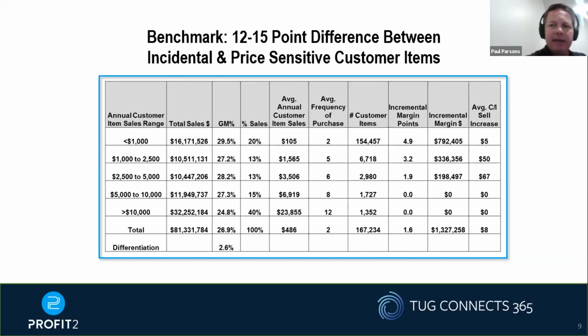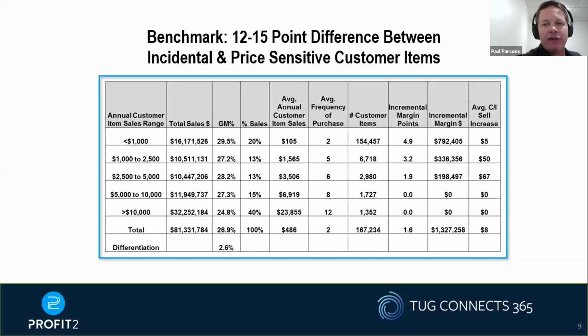Whenever we met with the executive team that runs this distributorship, one thing really stood out to them. It was an area that frankly they knew about, but they could never quantify. When they looked at their average margin on their total 81 million, 26.9%, and compared it to their average transactional margin in the sub-thousand category, they only had a 2.5% spread between their average margin on all sales and where they were selling an item that on average was $105 over the entire year. And so the question that their COO asked me was, why is our pricing so compressed? Why do we have such a lack of differentiation in pricing between our average margin and our average incidental margin?